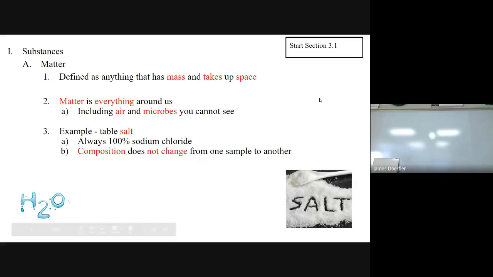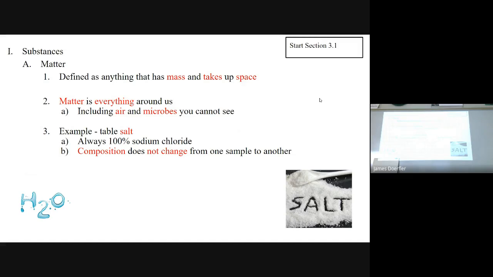Today, eventually, we are going to be talking about matter, substances, properties. Let's see, what else are we going to be looking at? Various types of properties, okay? But first, matter. Can you see?